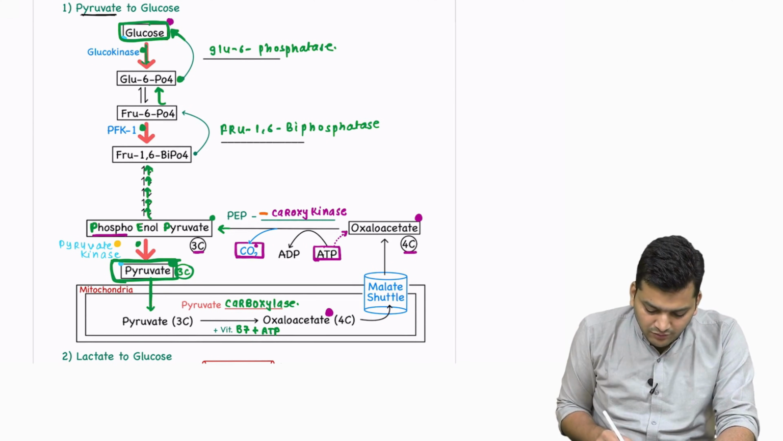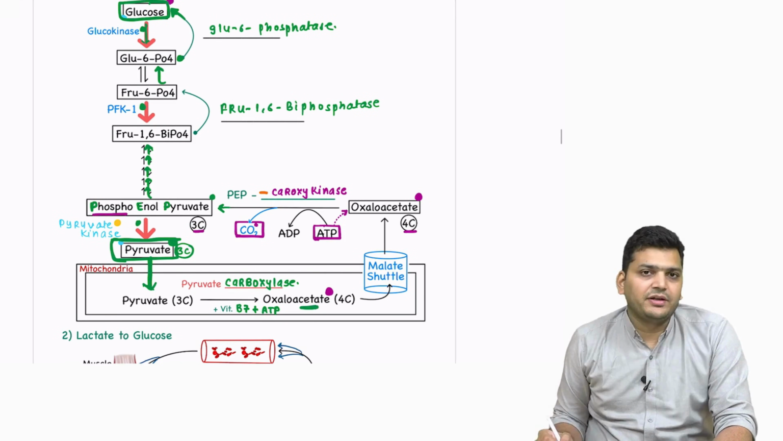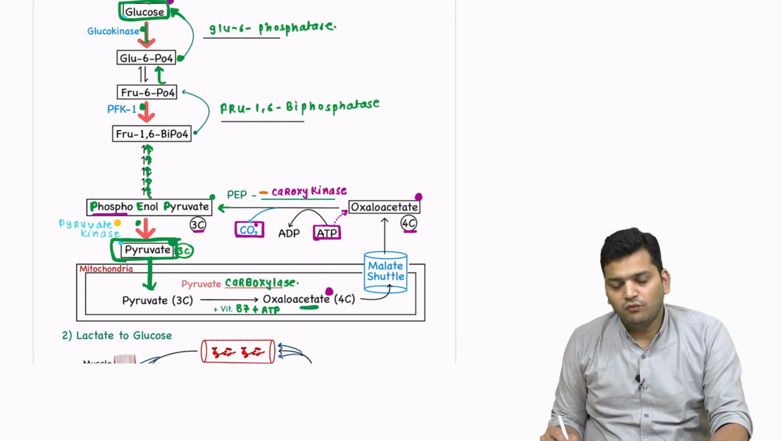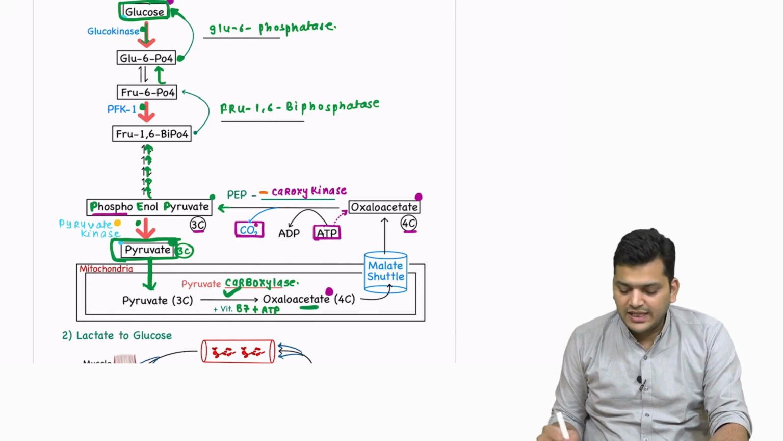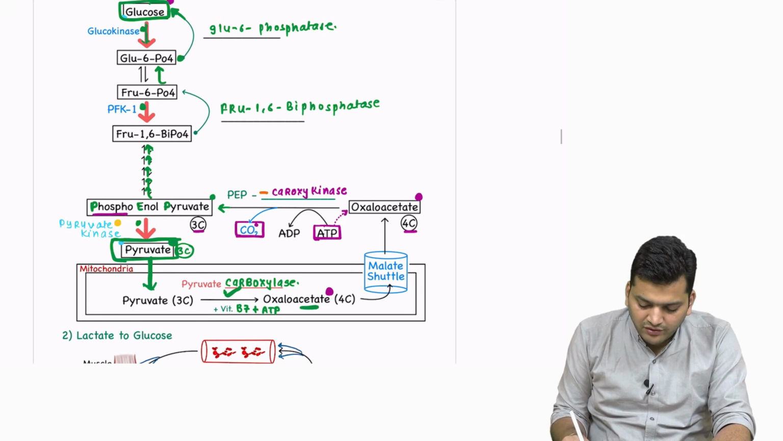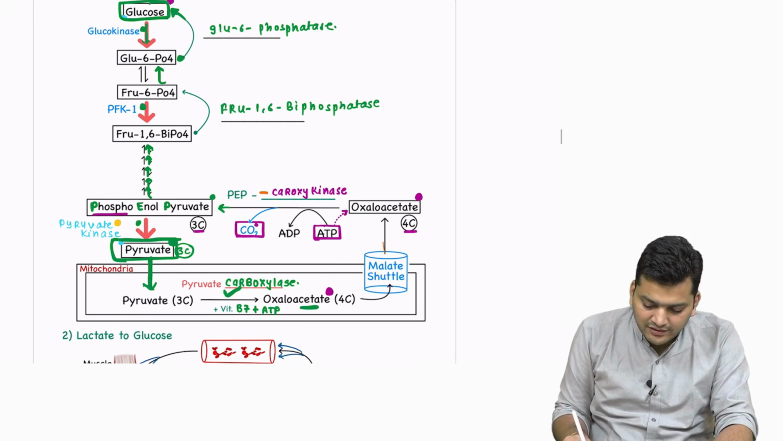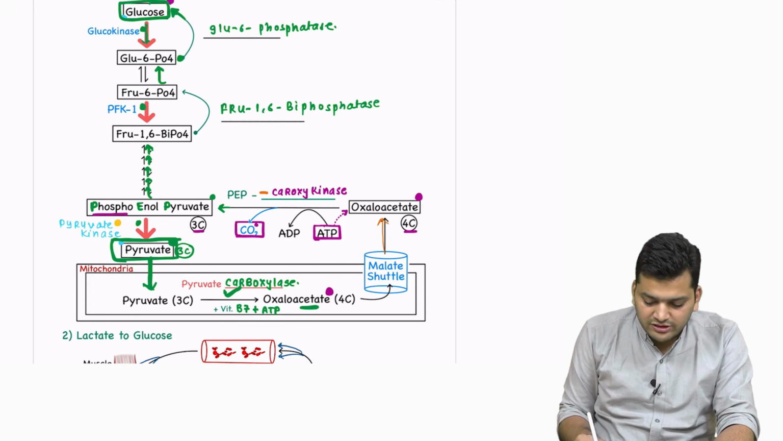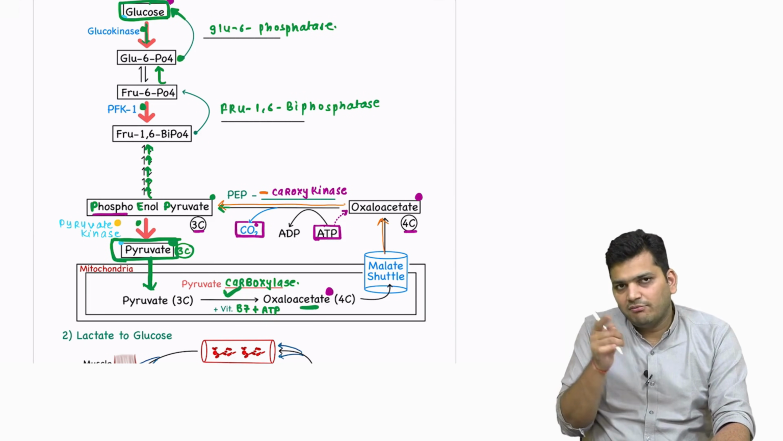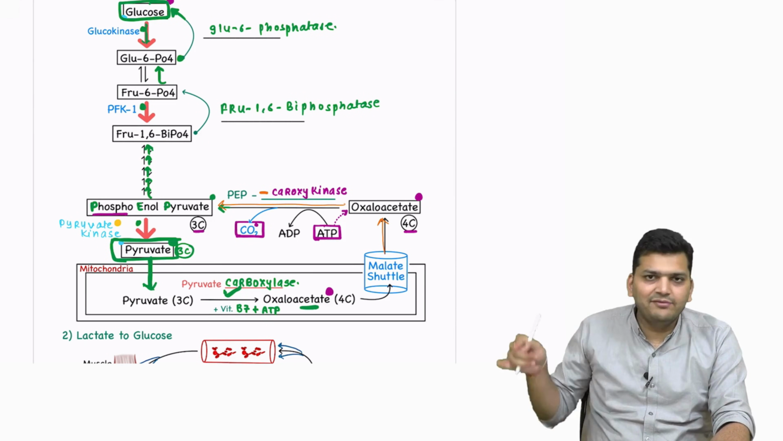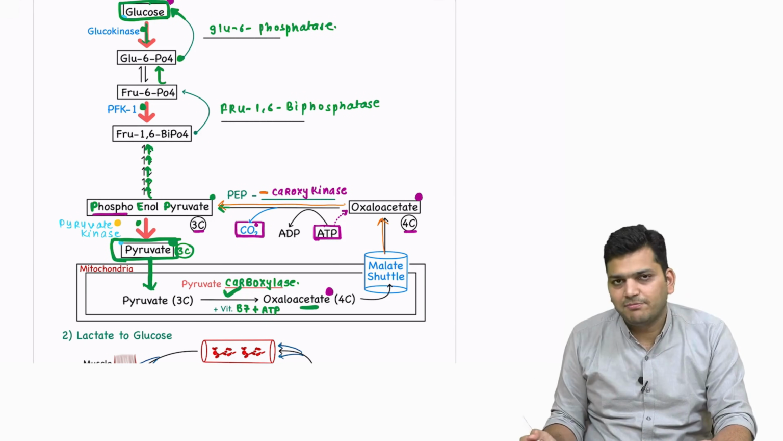First, this pyruvate will enter the mitochondria, and the pyruvate will convert into oxaloacetate, 3 carbon to 4 carbon. The name of the enzyme is pyruvate carboxylase. Then this oxaloacetate will come out with the help of the malate shuttle back into the cytoplasm, and then convert into phosphoenolpyruvate. So actually we have bypassed one hurdle. We went inside, we came via oxaloacetate, and we have bypassed one hurdle.